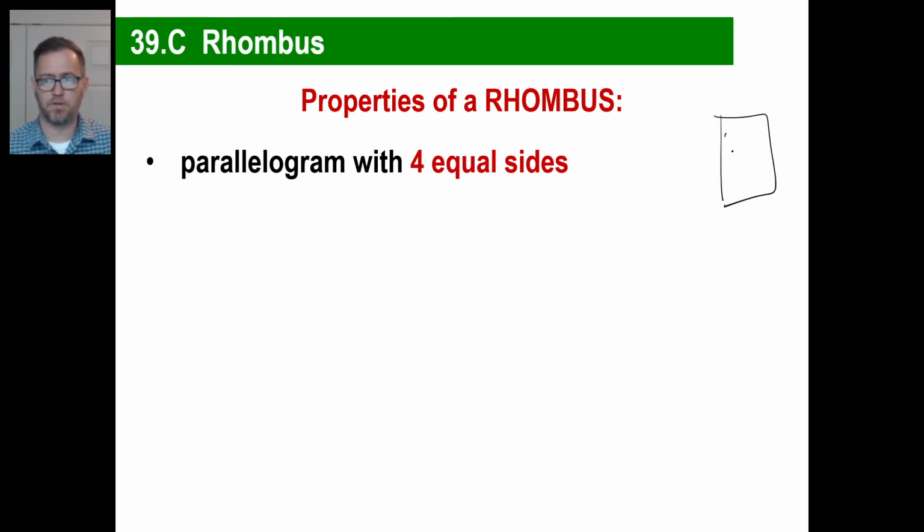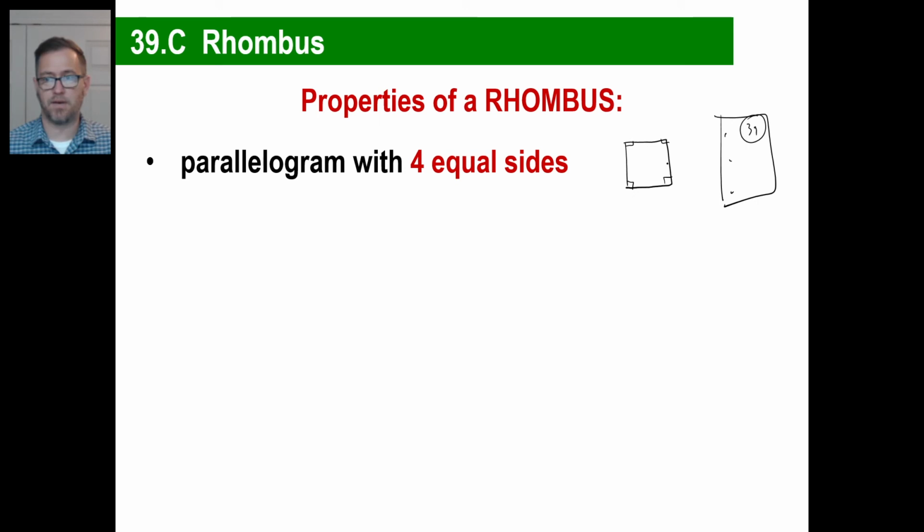Here's your notebook, here's your notes, there's 39, and here we go, a rhombus. A rhombus is a parallelogram, which means the opposite sides are congruent, the opposite angles are congruent, the opposite sides are parallel, and so on. And the difference about a rhombus is that all four of the sides are equal. They're all equal, okay? So in other words, is this a quadrilateral? Yes, it is. Is it a parallelogram? Yes, it is, because the opposite sides are parallel.